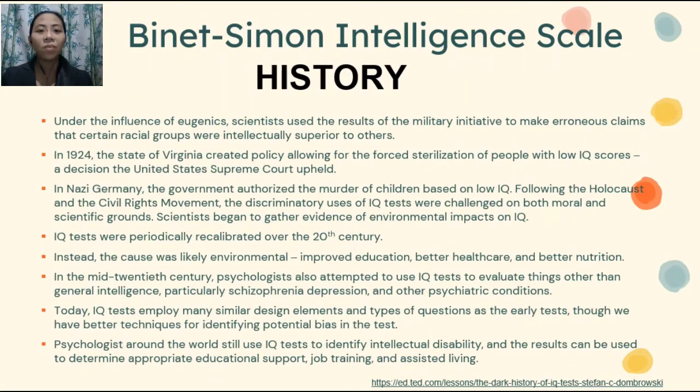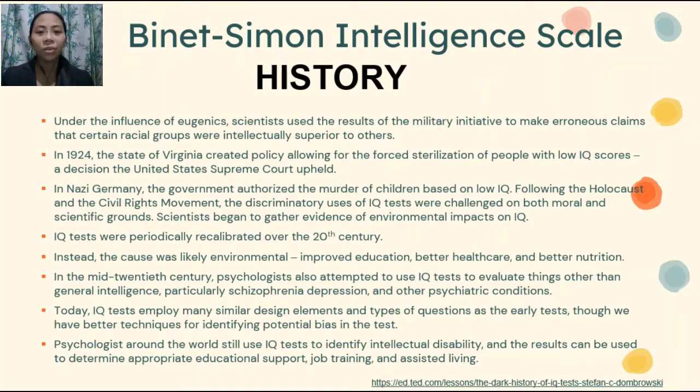Under the influence of eugenics, scientists used the results of the military initiative to make erroneous claims that certain racial groups were intellectually superior to others, without taking into account that many of the recruits tested were new immigrants to the United States who lacked formal education or English language exposure. They created an erroneous intelligence hierarchy of ethnic groups.